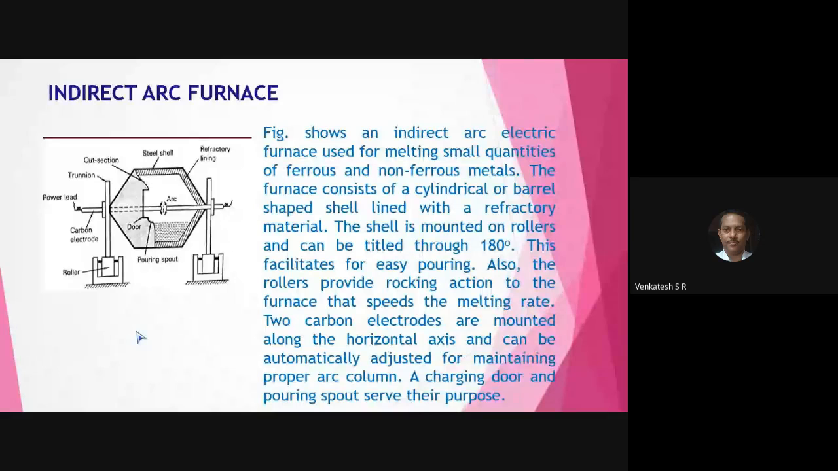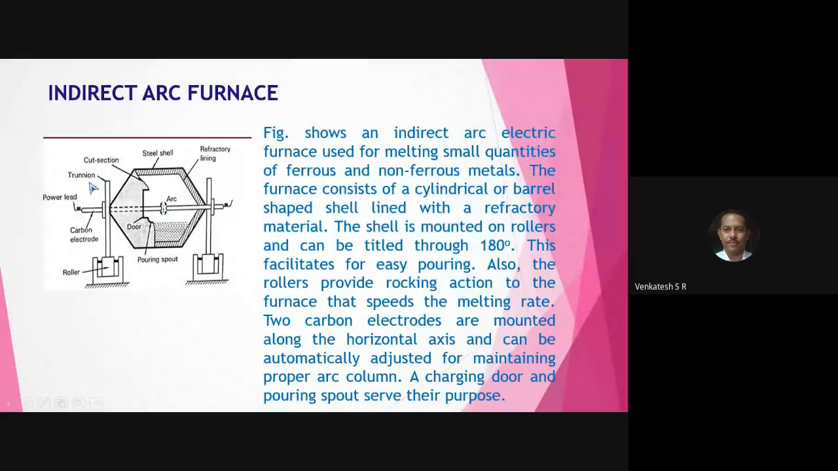Clean metal is possible. Once again, the construction of the indirect arc furnace. At the bottom, you have two rollers on which there will be a steel shell. This is called the trunnion, on which the complete steel shell is placed inside the bearing. In the center of the bearing, there will be two carbon electrodes, and the steel shell has a refractory lining, and the carbon electrodes are placed inside the shell.